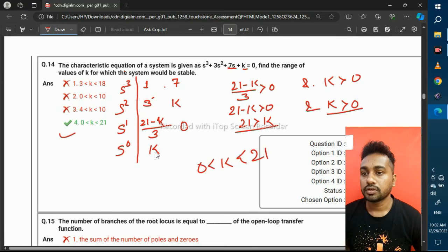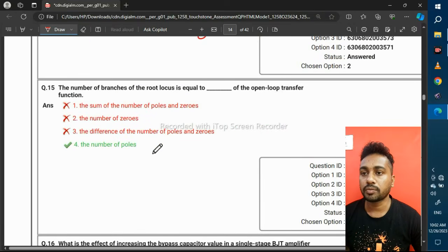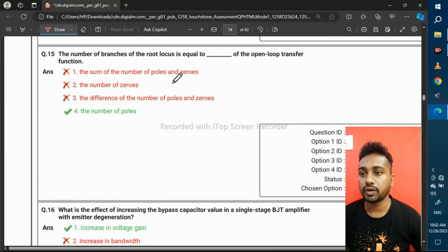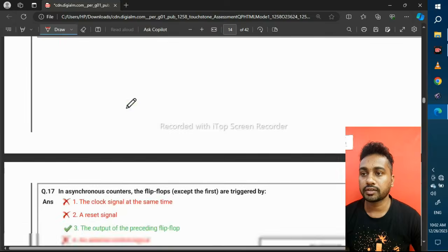Okay, now next, the number of branches of the root locus is equal to the number of poles of the open loop transfer function. What is the effect of increasing the bypass capacitor value in a single stage BJT amplifier with emitter degeneration? So it is increasing the voltage gain. It's also correct.